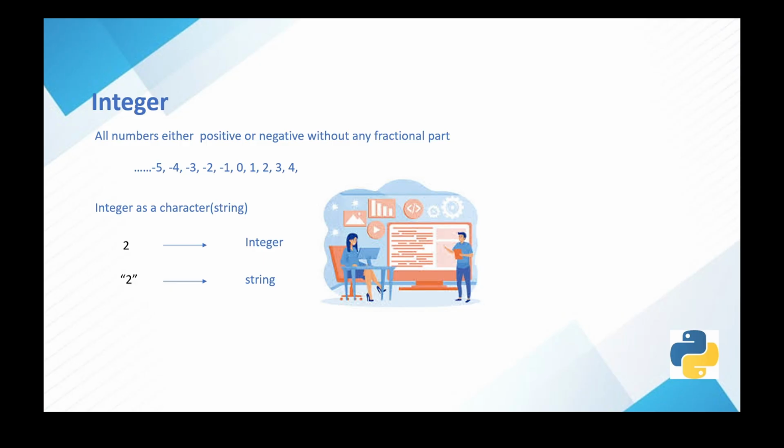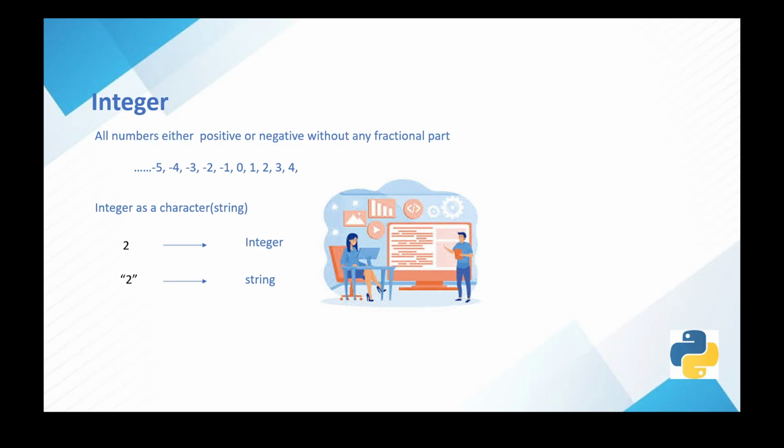Next we are going to learn about integer. Integer is a number. All numbers, either positive or negative, without any fractional part. It can be either a positive or negative number, but it cannot have any fractional part. Here we have seen -4, -3, -2, -1, 0, 1, 2, 3, 4, and so on.